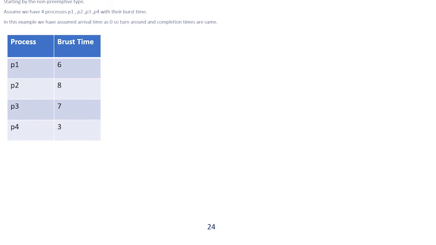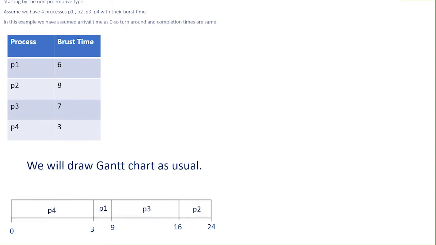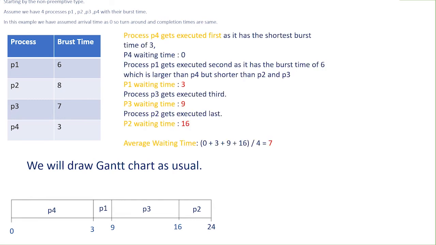Non-preemptive type. Assume we have four processes P1, P2, P3 and P4 with their burst time. In this example, we have assumed arrival times as 0, so turnaround and completion times are the same. Process P4 gets executed first as it has the shortest burst time of 3. Therefore, waiting time for P4 equals 0. Process P1 gets executed second as it has the burst time of 6, which is larger than P4 but shorter than P2 and P3. Therefore, waiting time of P1 will be 3, and so on. So the average waiting time equals 7.